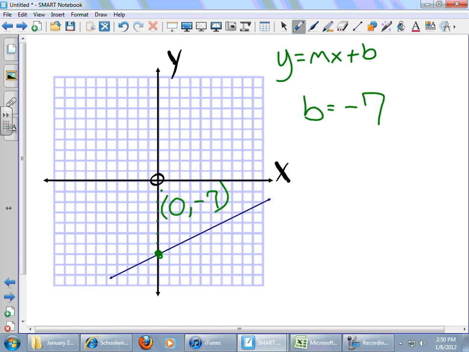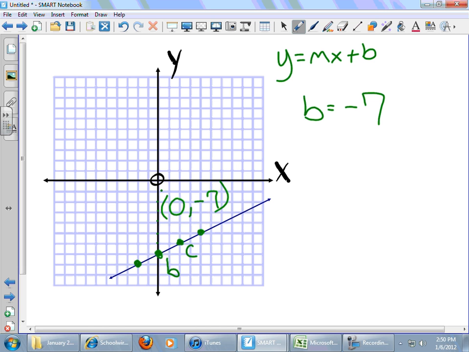All right, I need a second point. Looks like this might be a good one. Looks like that might be a good one. That could be a good one. Any of those. So I'm going to go from B. I'll call this one C.